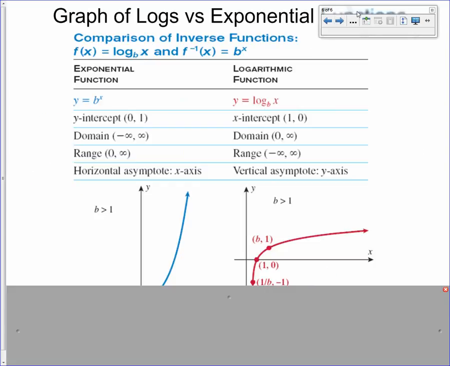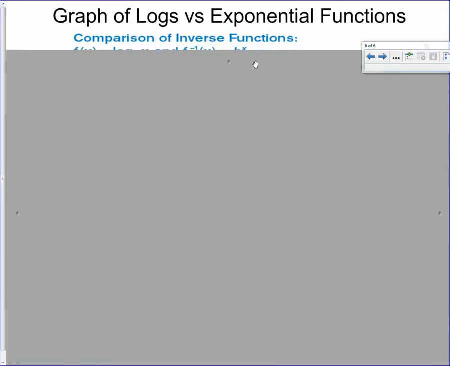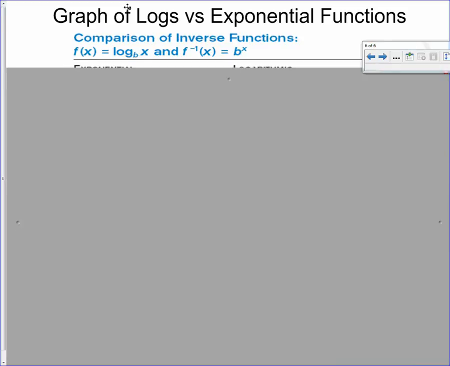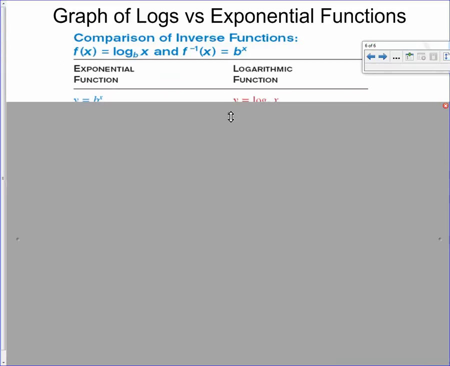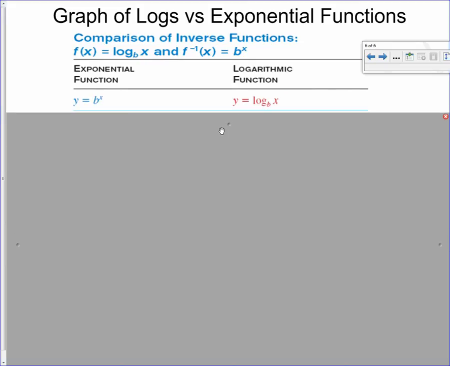The next piece of this is graphing logs and exponentials, and we're going to compare the two graphs. Write this heading that's in black, graphing log versus exponential functions. You can skip this blue text, and we're going to make a chart where we have exponential functions on one side and logarithmic functions on the other. These are our two parent functions. The exponential function is y equals b to the x, and the logarithmic function is y equals log base b of x.